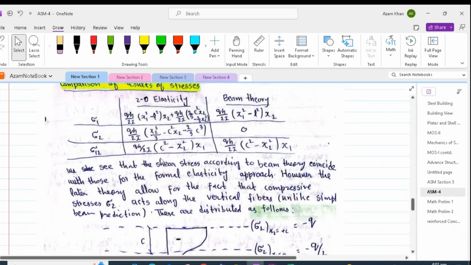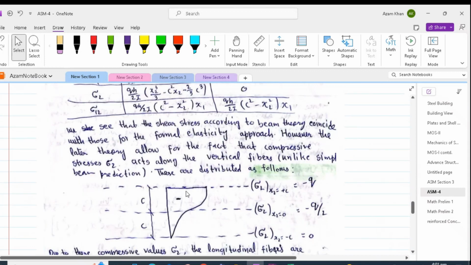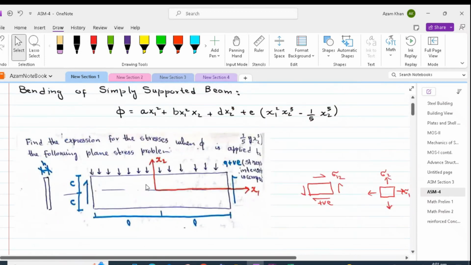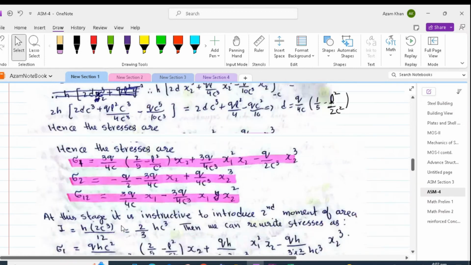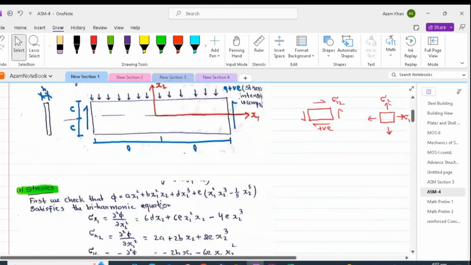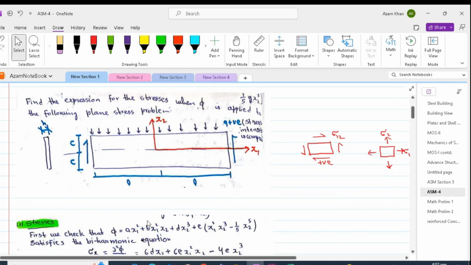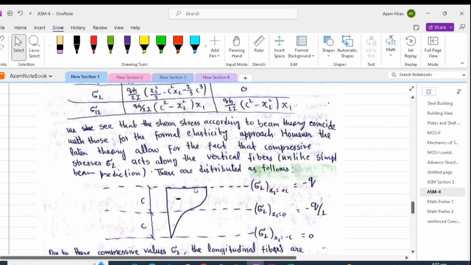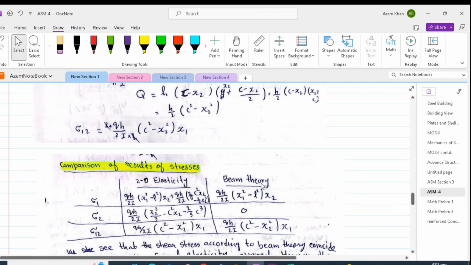The stress sigma 2 in the case of theory of elasticity is compressive. So sigma 2, which is the stress in the direction 2, is 0 at the bottom, then it becomes minus q by 2 at middle, and finally it becomes minus q at the top, and that has been shown over here. This compressive stress is not available in the case of beam theory.